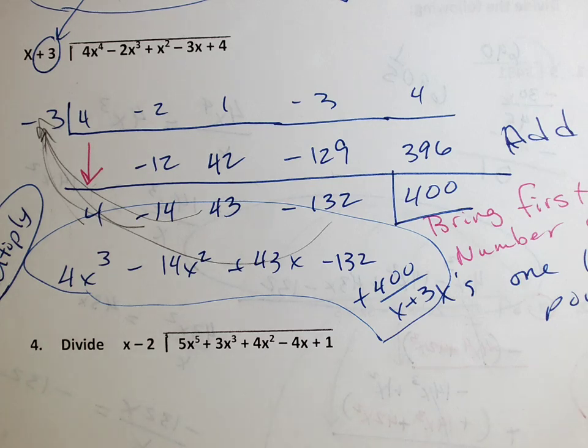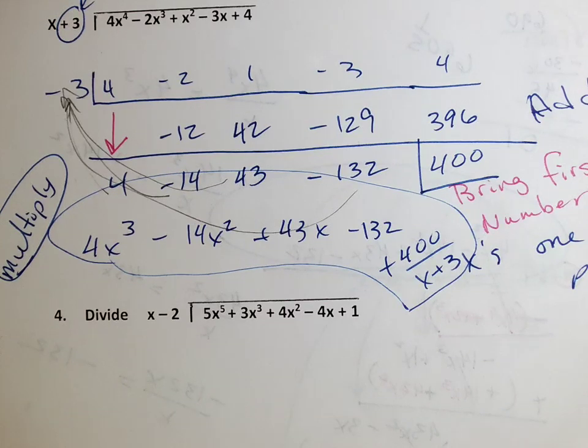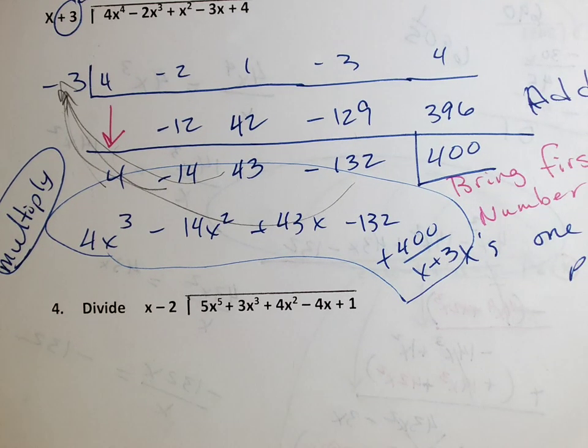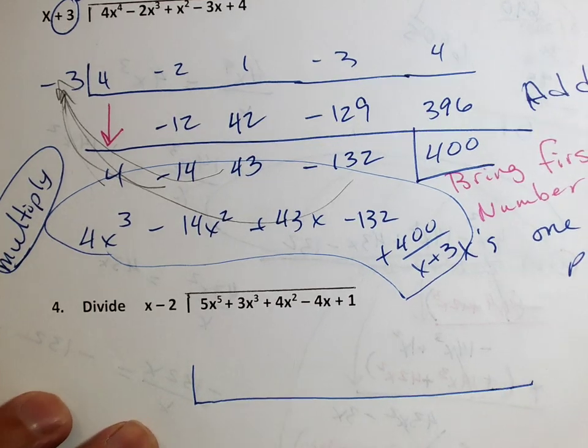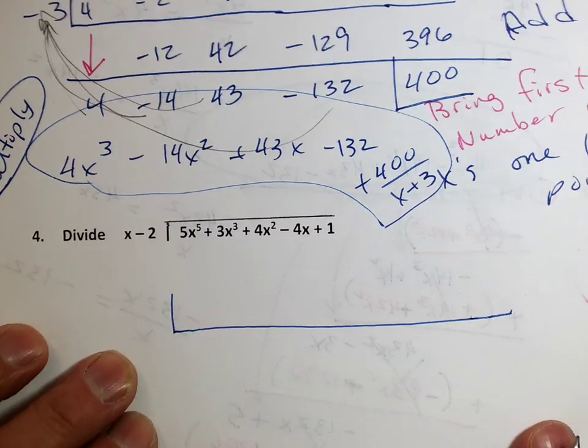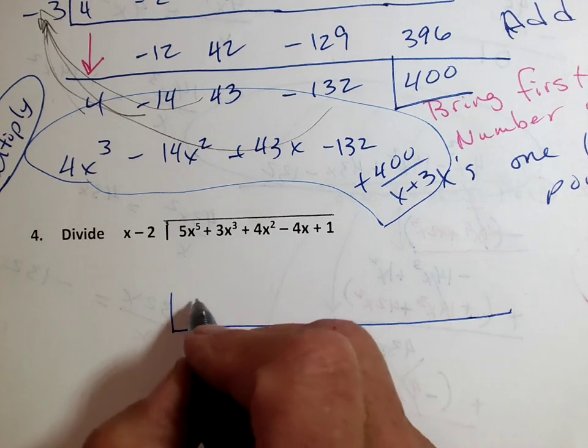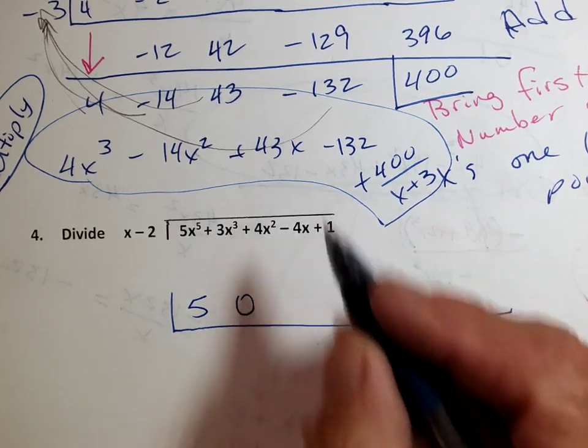So, example 4. What's our first step? Make it upside down division, okay? First step, do that, okay? Let's put in the numbers. Now, be careful. I'm going to go 5. I'm going to put a 0 right here.